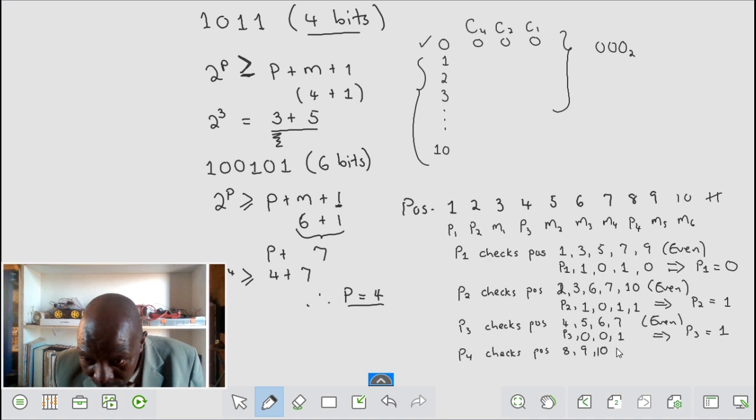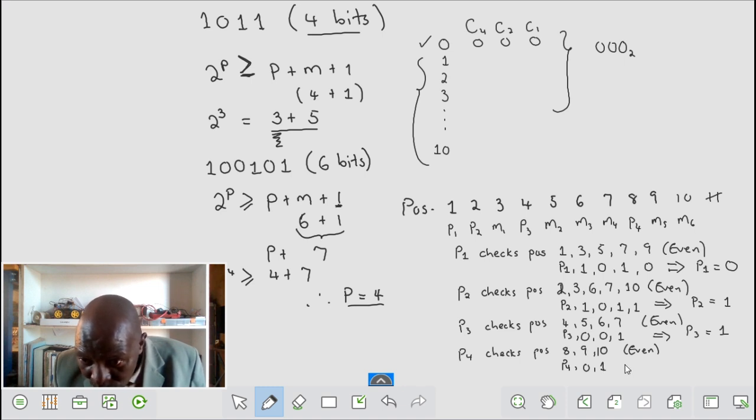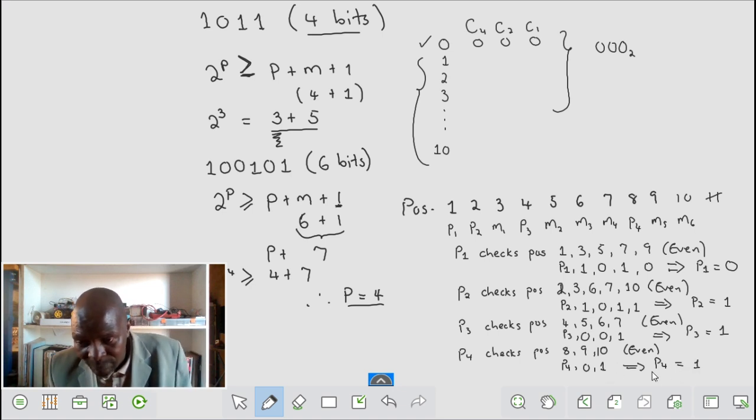So that you would have an even count of ones. We're using even parity. So that is obviously P4 itself, with position 9 being M5 and position 10 being M6, which are 0 and 1. Is this even? It has to be even. So for that to be even, P4 has to be another 1, because there's only one. There will be two 1s if you make P4 a 1.